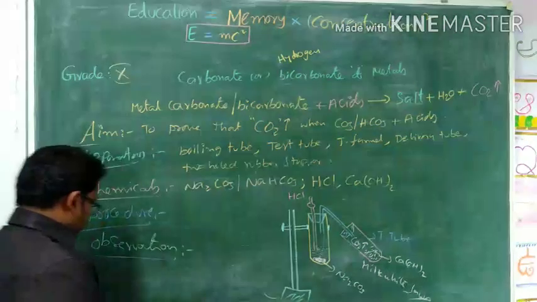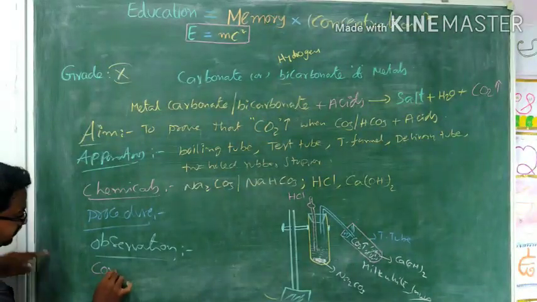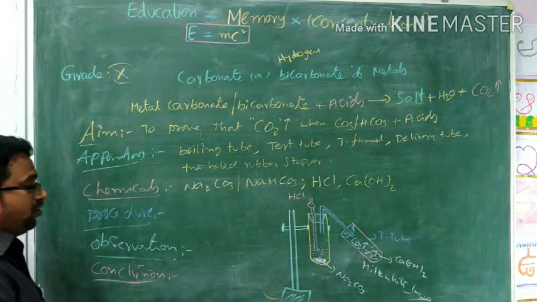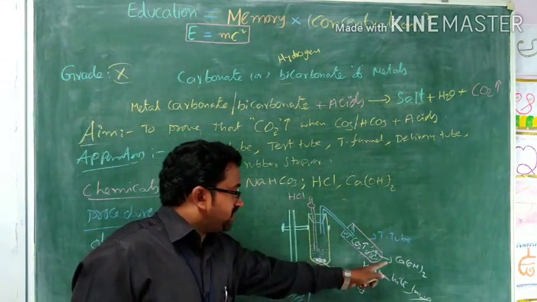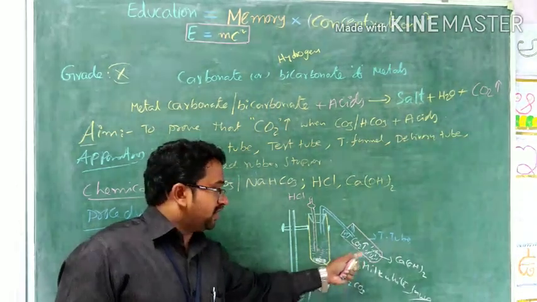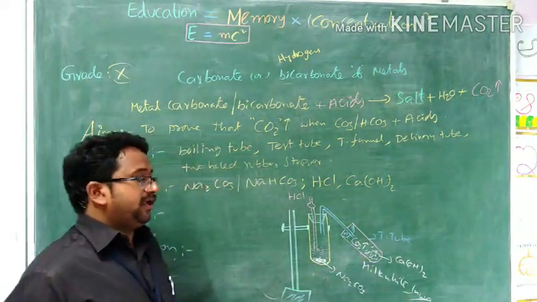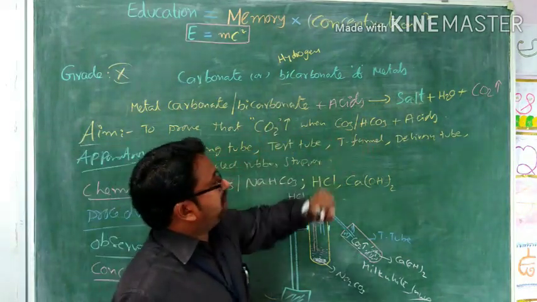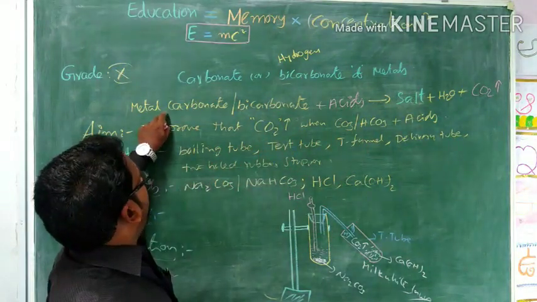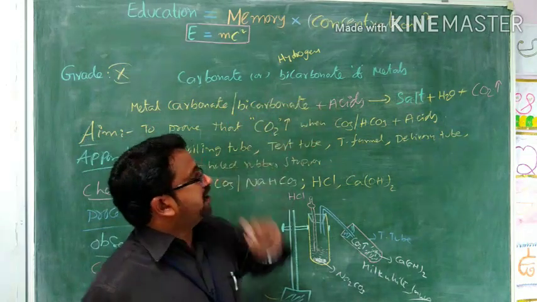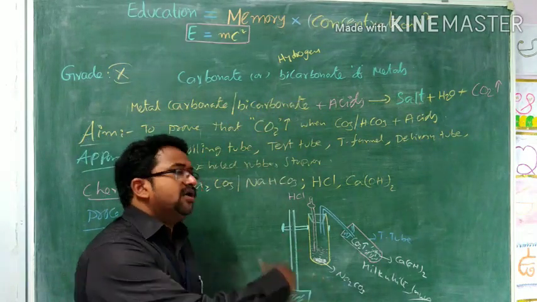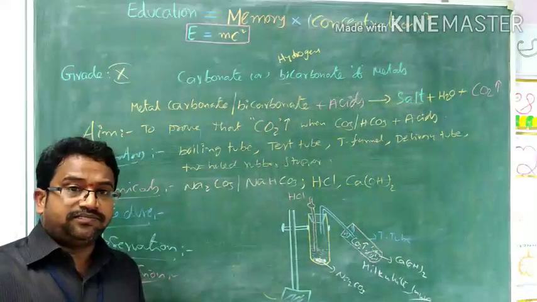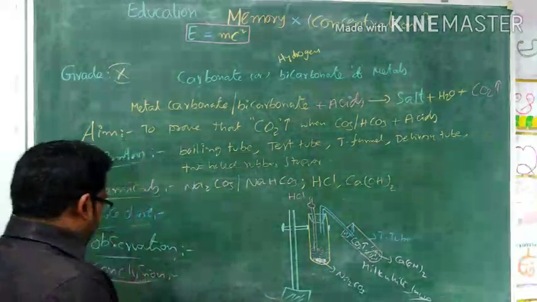What is your conclusion? We conclude that carbon dioxide changes lime water into a milky white layer. So from this I conclude that the gas evolved is carbon dioxide when metal carbonates or bicarbonates react with acid. We took only carbonate. If you consider the bicarbonate also, we will have the same reactions. Understood? What is the final one?